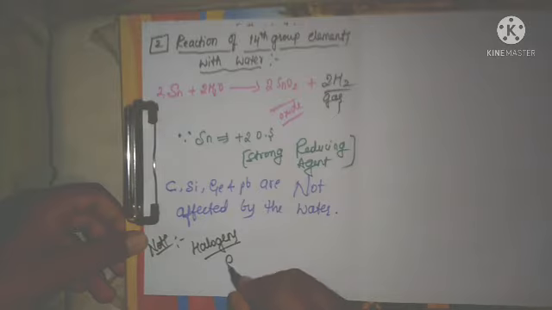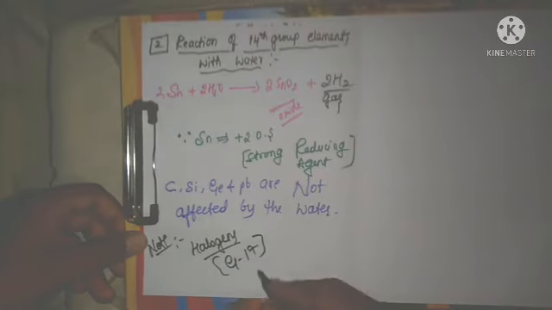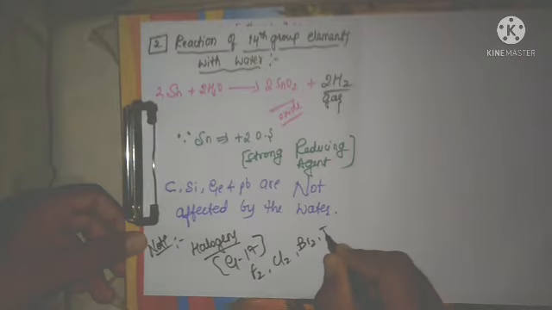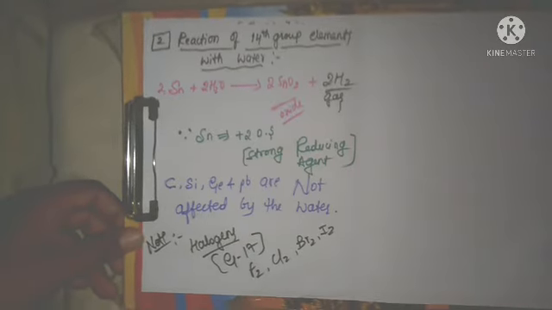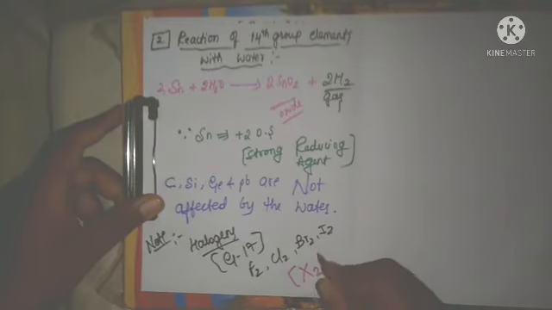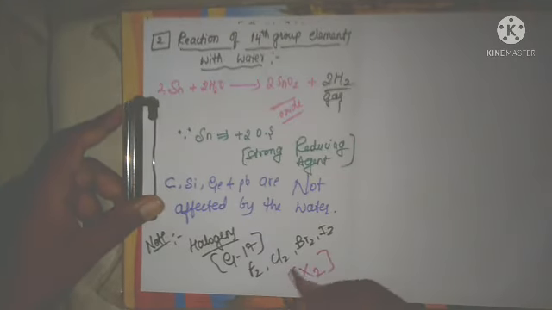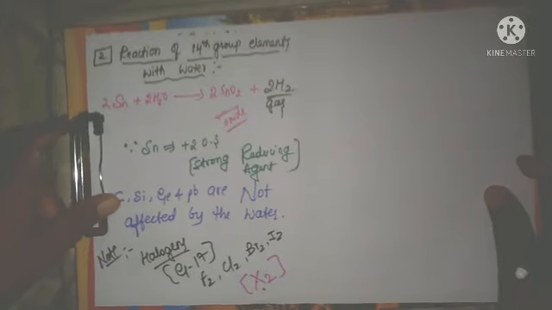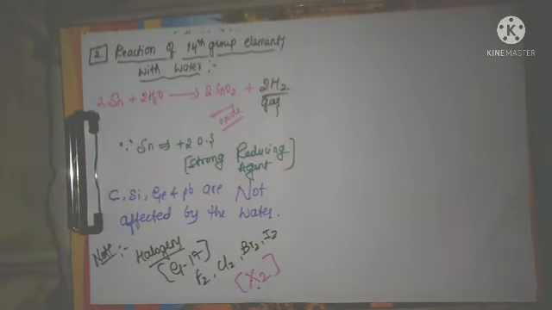Halogens means which group? 17th group. What are the elements? Fluorine, chlorine, bromine, iodine. These are the 17th group elements. These are also indicated with the help of the symbol X2. X2 may be F2, Cl2, Br2, I2, etc. X may be fluorine, chlorine, bromine, iodine, etc. Just remember this. Now we will go for the reaction with halogens.